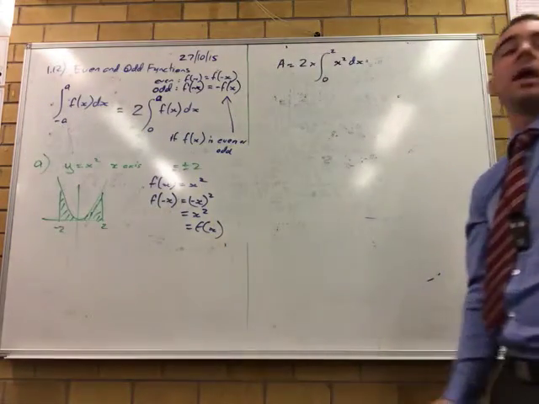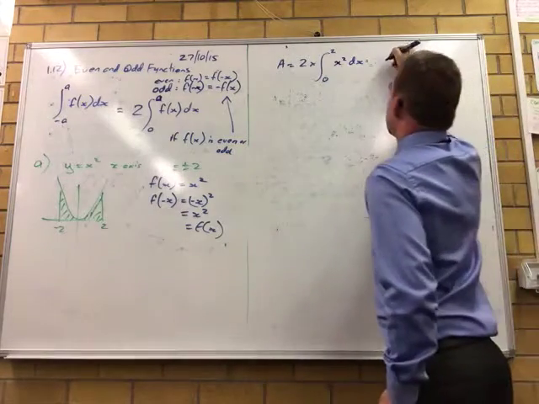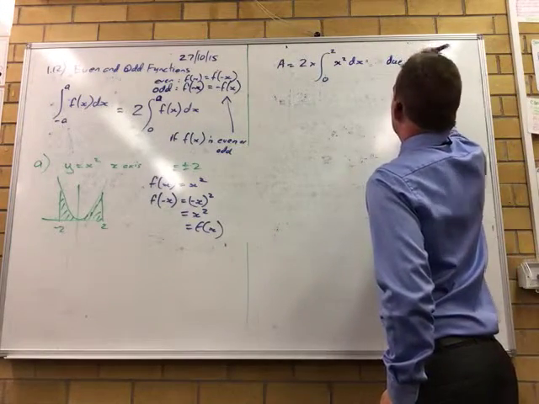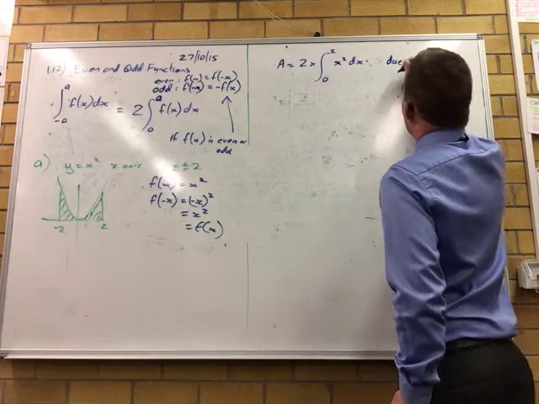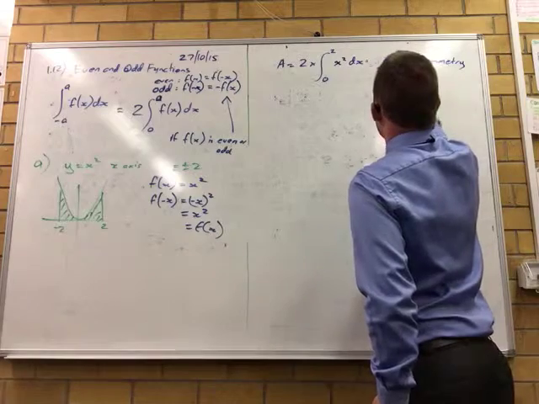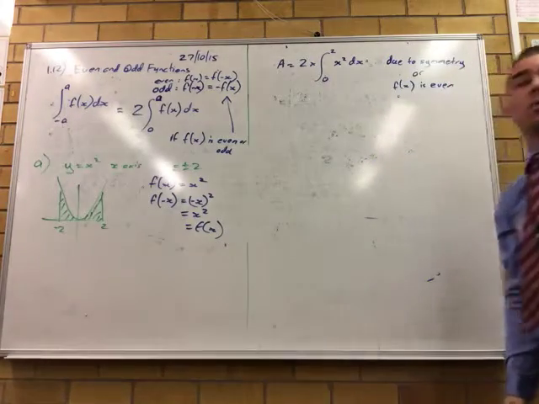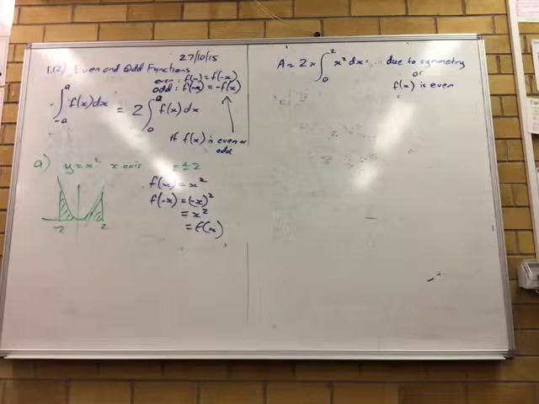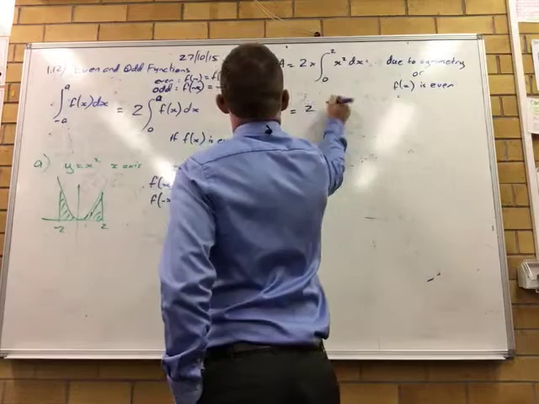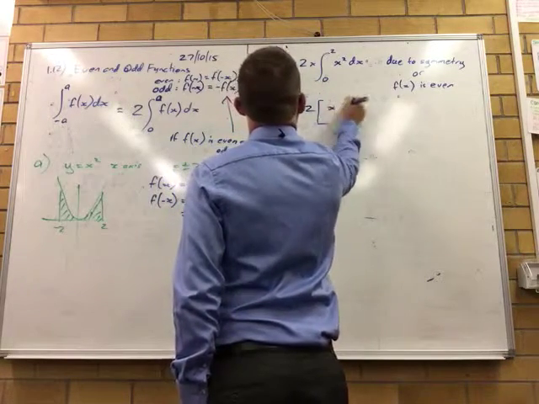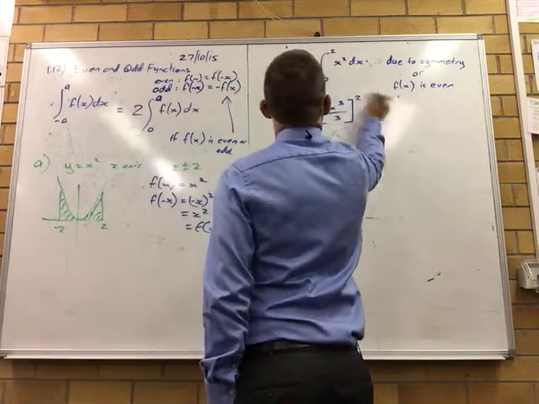Now, if you are going to take this approach, you need to say something along the lines of due to symmetry, or you can say f of x is even, for this particular example. Make a quick statement. So it's going to be 2 outside of x cubed on 3, from 2 to 0.